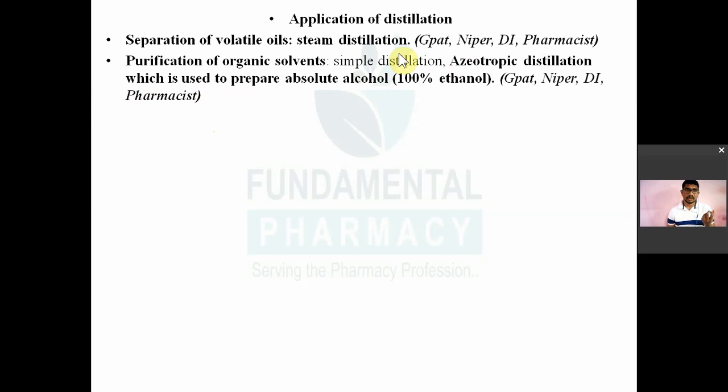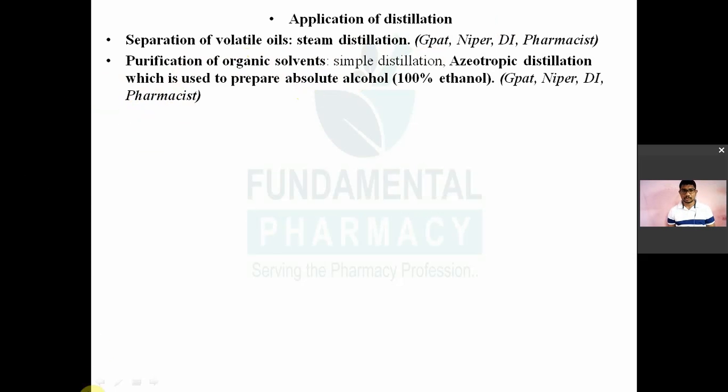Isolation of volatile oil from crude drug involves one of the following types of distillation. So steam distillation. Different types of distillations are there: steam distillation, simple distillation, distillation under reduced pressure, then molecular distillation, fractional distillation, then azeotropic distillation. So there are different types of distillation. You have to remember separation of volatile oil from crude drug involves steam distillation. Okay. Second application, purification of organic solvents.